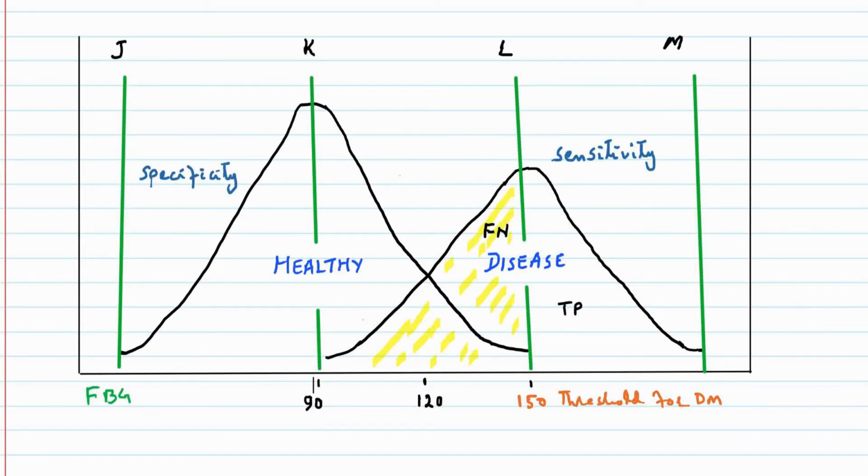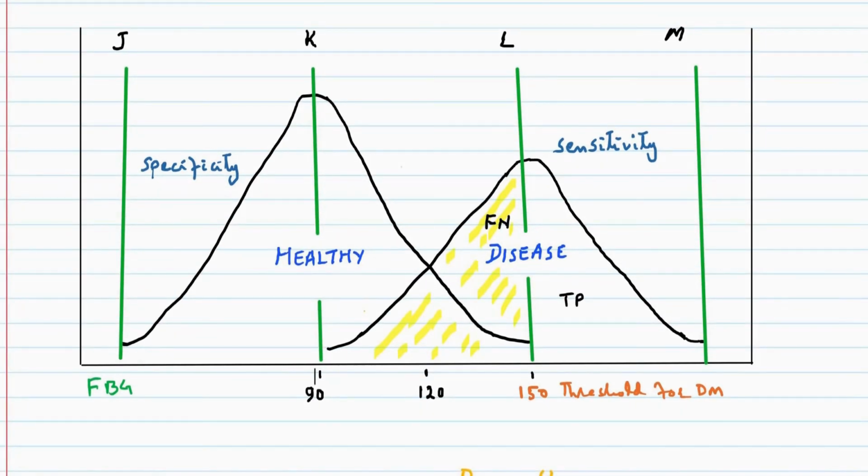Let's see if we try to identify all healthy people correctly, how it affects the sensitivity and specificity of the test. Suppose we set our threshold point at 150 milligram per deciliter. We can see that all the healthy people will test negative at this point. So specificity of the test will be 100%. However, at this point, around 50% of people with disease will test false negative, and sensitivity will be only 50%.